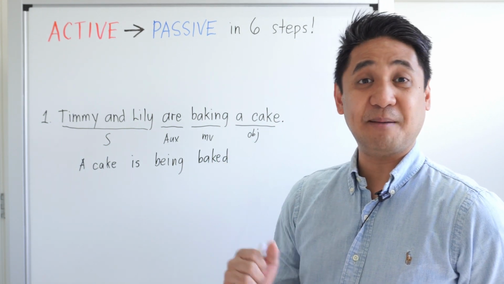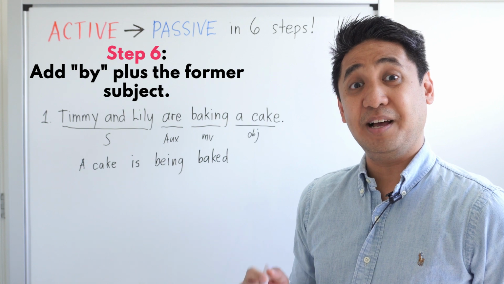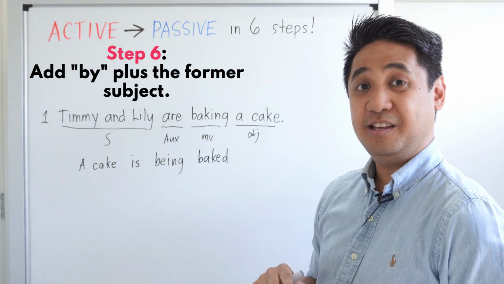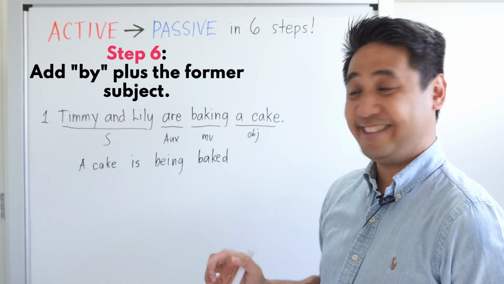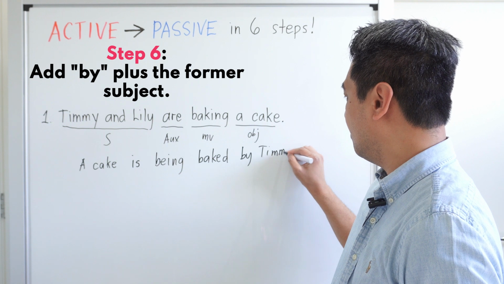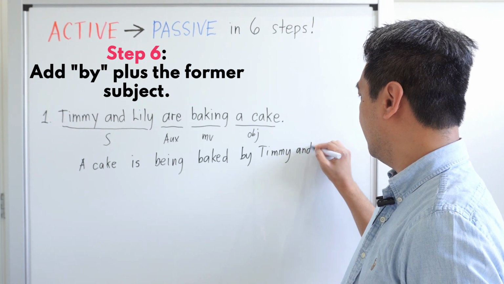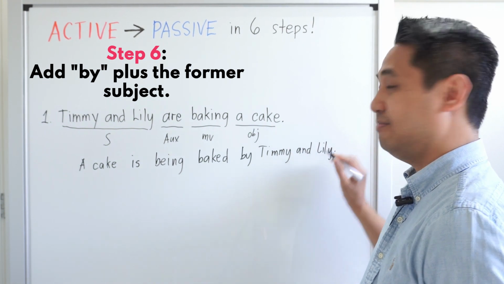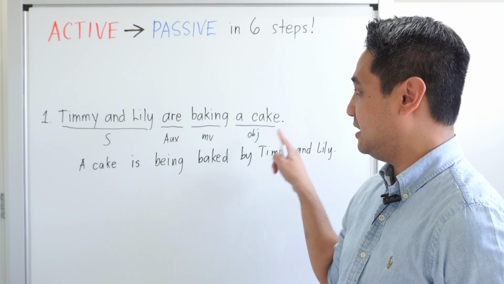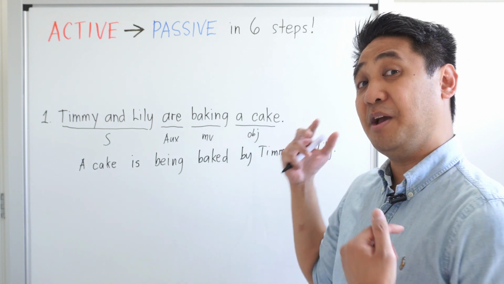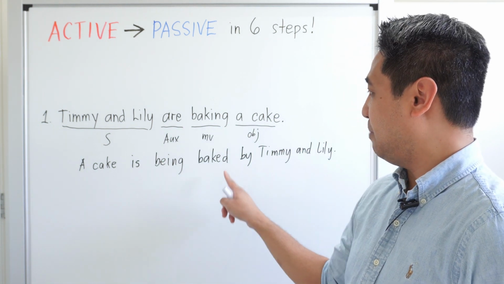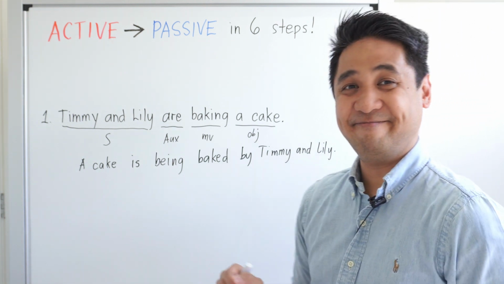And finally, step 6. Add by plus the former subject. Our subject before is Timmy and Lily, so we add by plus that. By Timmy and Lily. As you can see, we have successfully transformed an active sentence into a passive sentence by just following those 6 simple steps. A cake is being baked by Timmy and Lily.